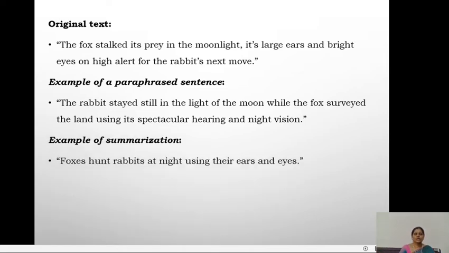Just to make you understand, we'll take one more thing. Foxes hunt rabbits at night using their ears and eyes. This is a summary. Here we added all the details given in the original text, but when we are summarizing, we keep only the main point: foxes hunt rabbits at night using their ears and eyes. This is the implied meaning of the text, a general statement. What they do is hunt rabbits at night using their ears and eyes. That is the summary of the original text. So that is the difference between paraphrasing and summarizing.